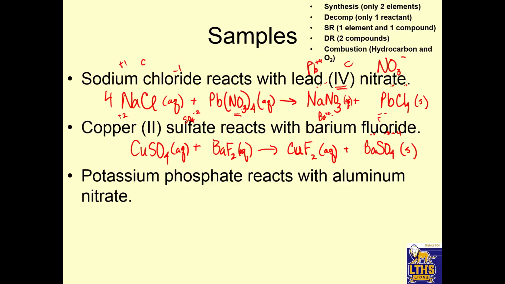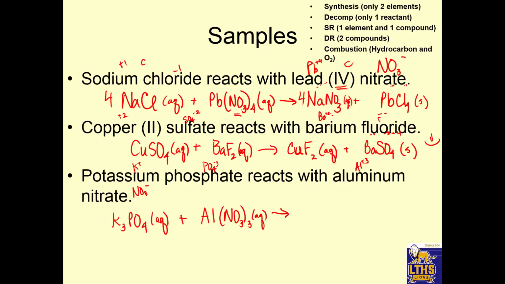Alright, there's one other thing we have to do, which is put in coefficients. So I'm going to need a 2 there, 2 of those, 2 there. Over here, we've got 2 fluorines, 2 bariums, 1 sulfate, 1 copper, it's already balanced. Finally, potassium phosphate is K, PO4, aluminum Al, nitrate NO3. So I have a K3PO4. That's aqueous because reactants are aqueous. Aluminum, and then NO3. And that's aqueous.